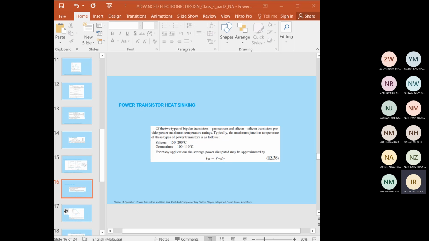Alright, next is the power transistor heat sink. One of the reasons that we use the heat sink is to make the heat transfer easier, because sometimes our component, the amplifier, generates heat. So we use the heat sink to take out the inside heat and to give the device good ventilation, for example.